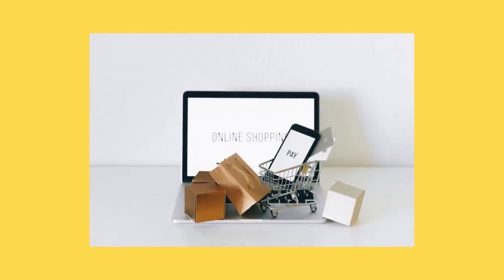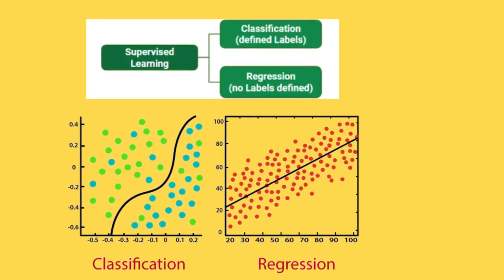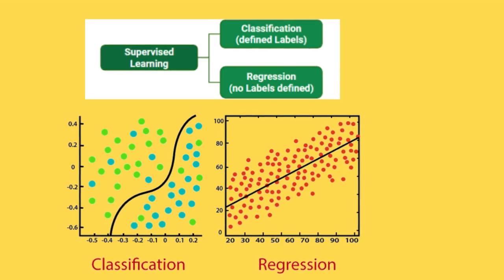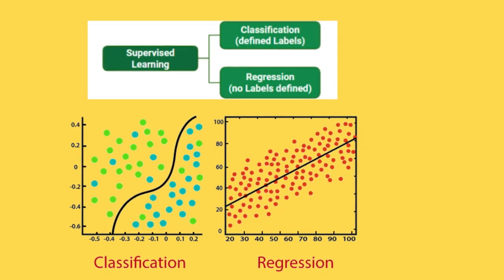So that's a quick overview of supervised learning and its two main types, classification and regression. Supervised learning is the backbone of many real world applications, from spam detection to price prediction and even in recommender systems.